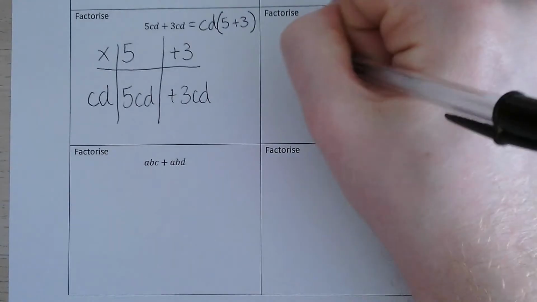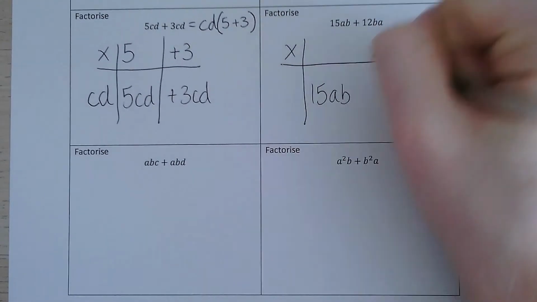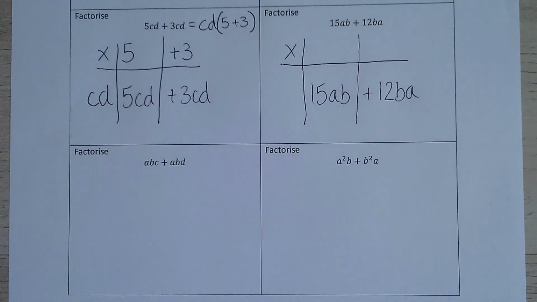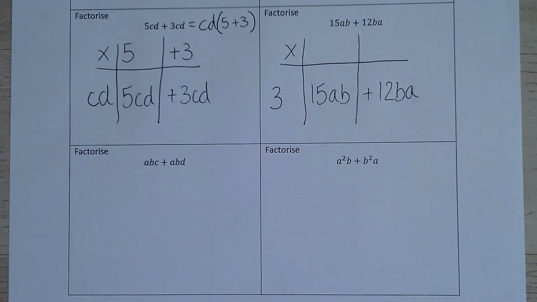Question 4, and we're putting 15AB plus 12BA into our grid method. Again, we first need to check if there's any numbers that can divide 15 and 12, and the highest common factor of those numbers here is 3, so we can put a 3 on the left side of our grid method. I'm now checking for variables that I can divide both terms by.